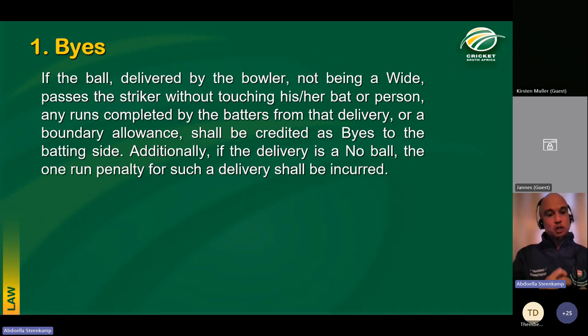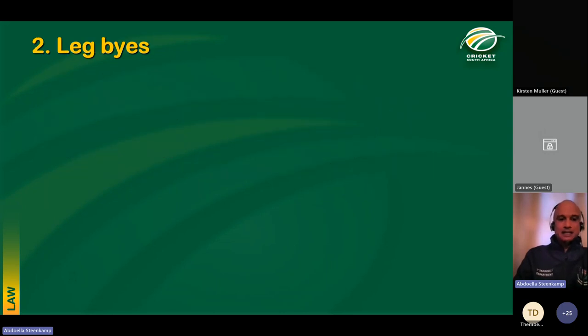When it comes to playing a shot, we will see it in the next point when we come to leg byes. But for byes, all that needs to happen is the ball that was delivered should not touch the bat or the person. If that delivery was a no ball, that no ball will stand, and together with the byes will be added to the scorebook. So now we've covered byes, let's have a look at what the law says leg byes are.